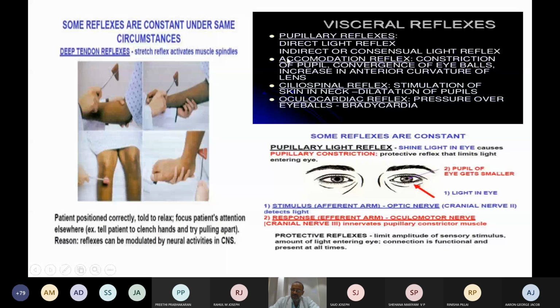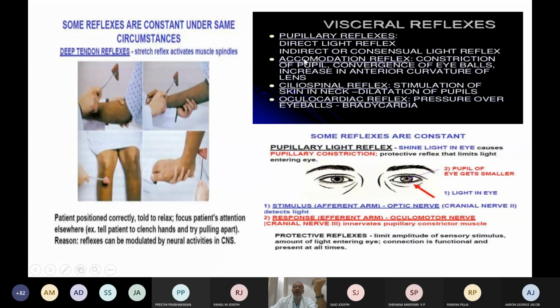Indirect light reflex. Both the eyes are kept open and you are going to place the palm across the nose bone, preventing light rays from one eye from reaching the other eye, and you are shining light into the right eye. You are going to see the response in the left eye. That is called consensual or indirect light reflex. This will be discussed in special senses also.